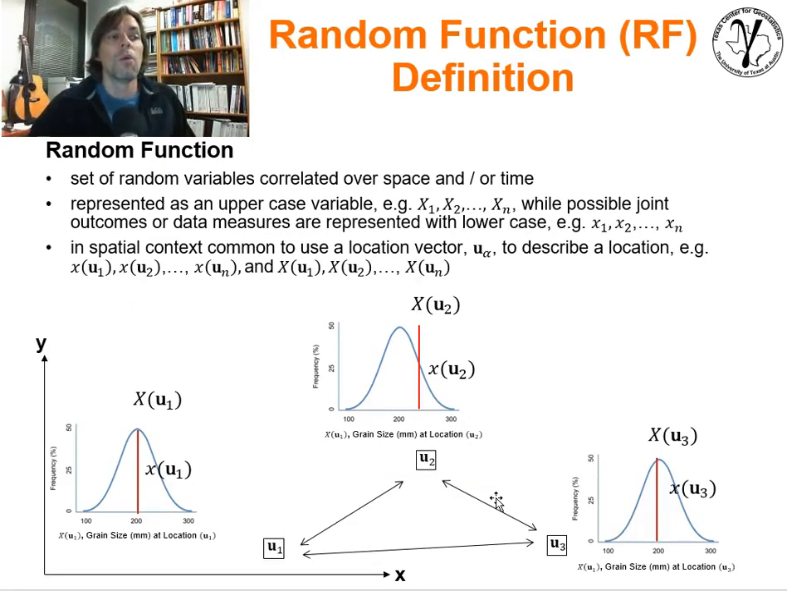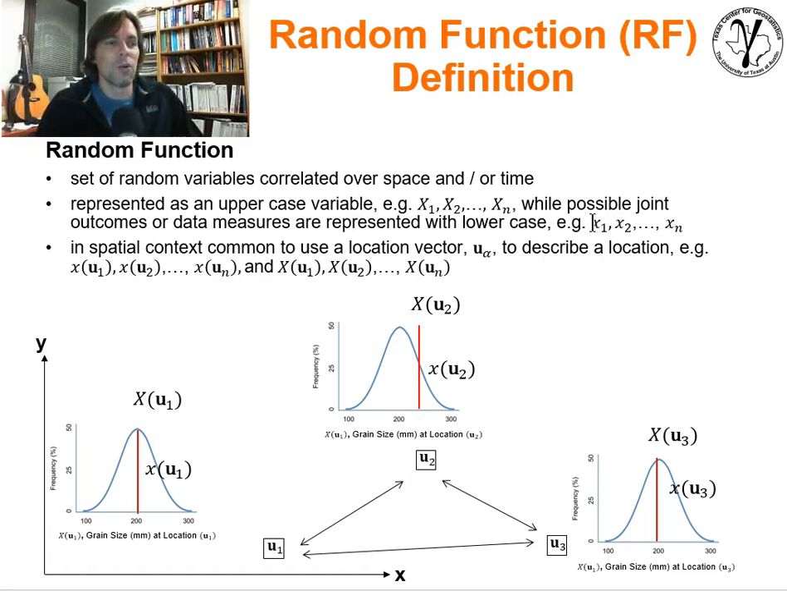Okay. What's a random function? A random function is really not that bad. It's a set of random variables correlated over space and or time. We're still going to represent it as an uppercase, but now it is a suite of random variables at distinct locations. We could sample from that random function or those individual random variables. And when we do, that's a realization, and I'll talk about that right away, but that'll be expressed as a lowercase variable.